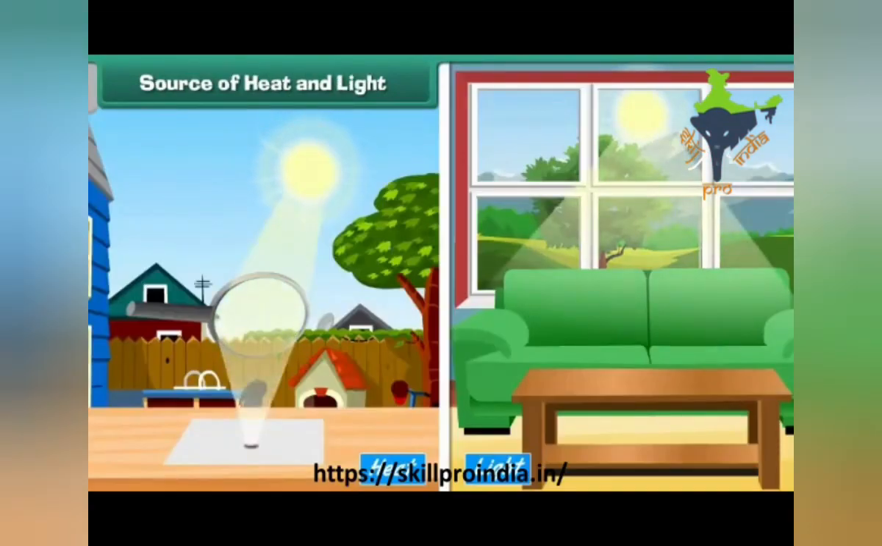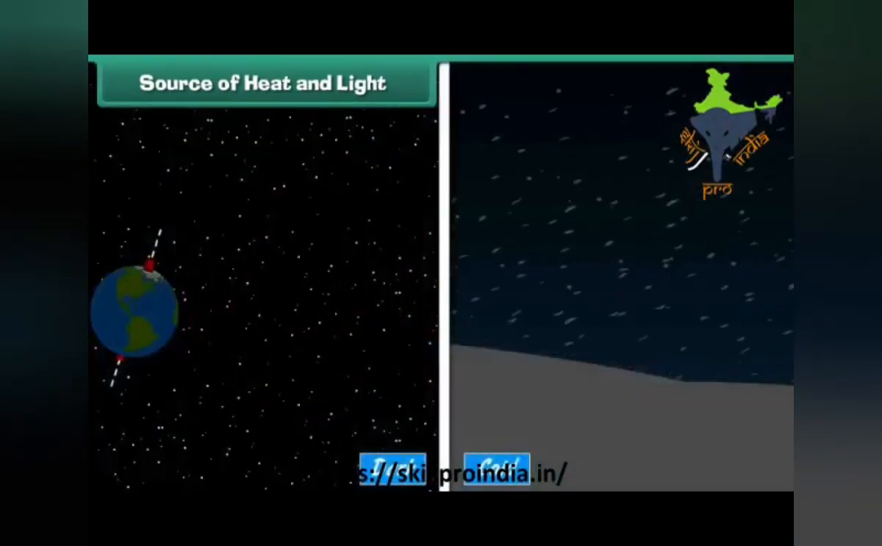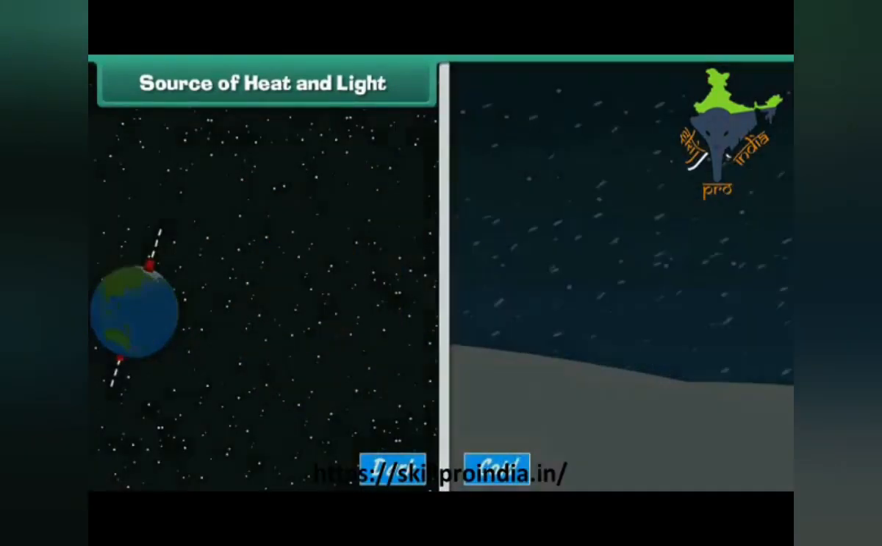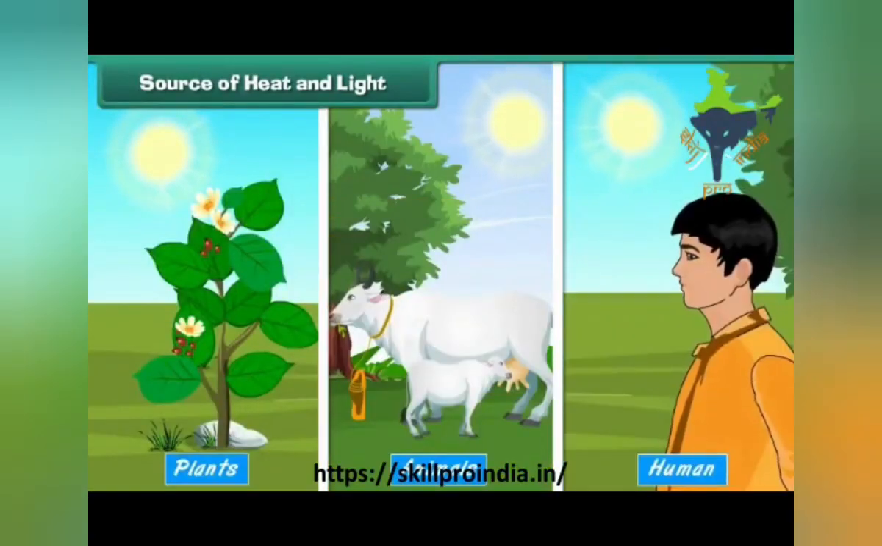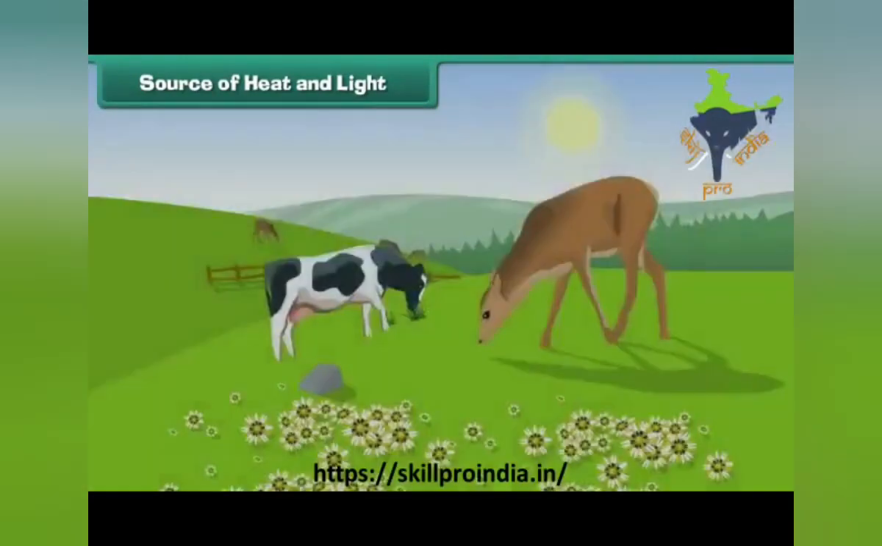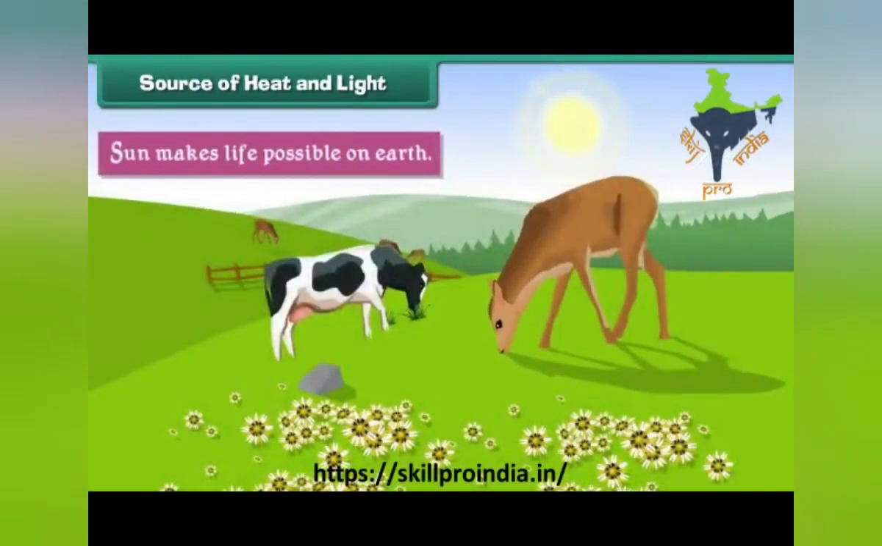Source of heat and light. Sun gives us heat and light. Without it, Earth would be very dark and cold. Plants, animals, and human beings would not be able to live on it. Sun makes life possible on Earth.